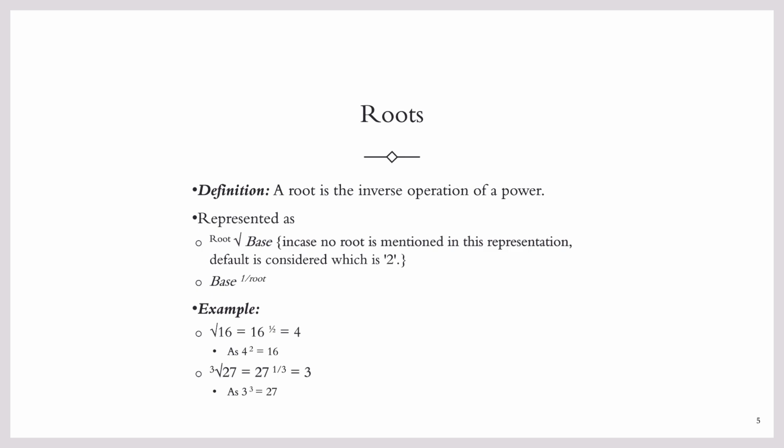Cube root of 27 is 3 because 3 cube is 27. Notice here that 3 is specifically mentioned before the symbol of root. It is important to mention the number of the root. If none is mentioned, it will be considered default, which is 2.